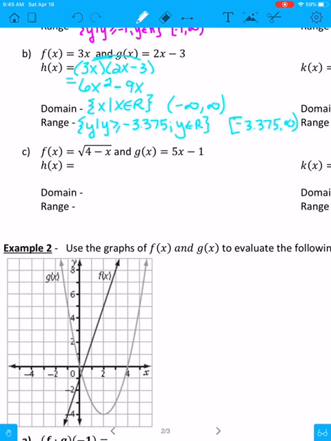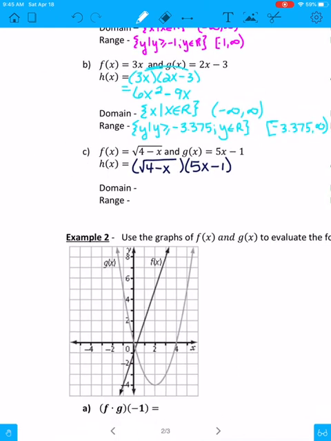Last one you can try as well. So h of x is f of x times g of x. Now remember, with product, it's where they both exist. I have a radical. Whenever I have a radical, I have a restricted domain. So under that radical, I have 4 minus x, and it has to be greater than or equal to 0.